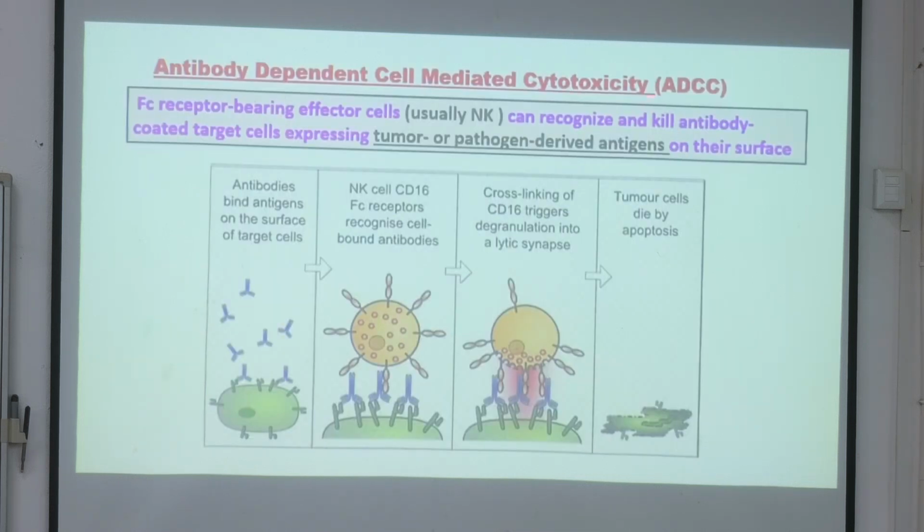So antibody dependent cell mediated cytotoxicity, because it is antibody dependent, you see antibody will be there, and the natural killer cell will recognize this antibody Fc portion, and then they will kill. That is basically the antibody dependent cell mediated cytotoxicity.